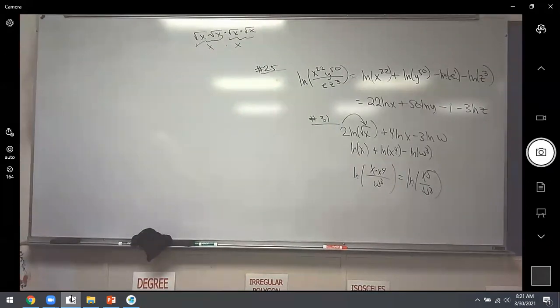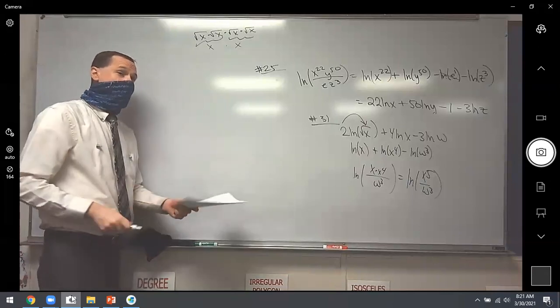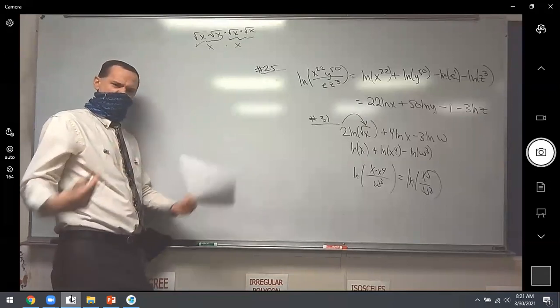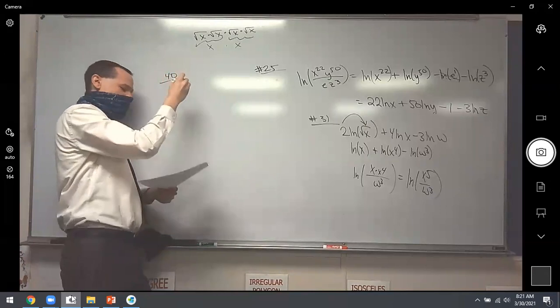Thinking like 43. Let's do 40 actually. 43 is not that bad. Look at 43. It's got 2 logs, but why is it not going to be that bad? Because they're both on different sides, right? So you're just going to do e to both sides, and then you're off and running. Let's do 40 though, because 40 is different.